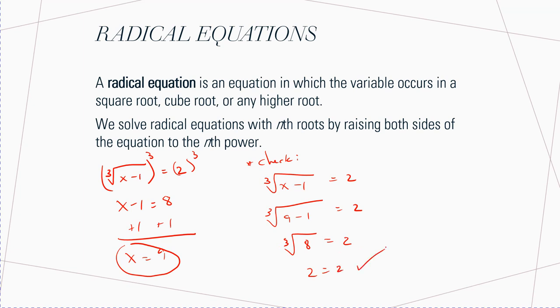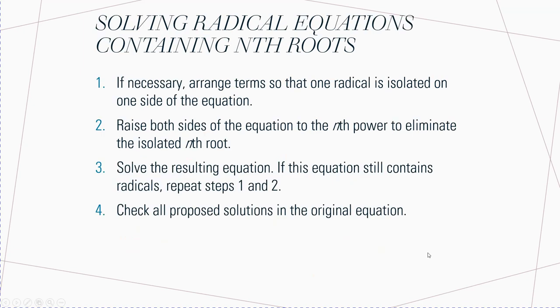All right, so I'm going to work some of these problems, and I'll start with some relatively easy ones, and then you're going to see they're going to get harder and harder. So here's how you're going to solve. If necessary, arrange terms so that one radical is isolated on one side of the equation. You want to raise both sides of the equation to the nth power to eliminate the isolated nth root. Then you're going to solve the equation. If the equation still contains a radical, you're going to have to repeat it.